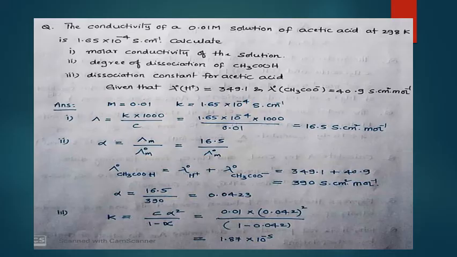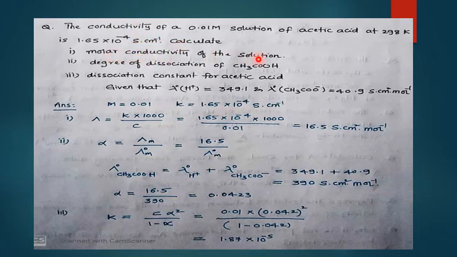Next question, dear students. The conductivity of a 0.01 M solution of acetic acid at 298 K is 1.65 × 10^-4 Siemens centimeter inverse. That means the kappa value is already given. Conductivity, otherwise called specific conductance, both are the same. Calculate the molar conductivity of the solution.